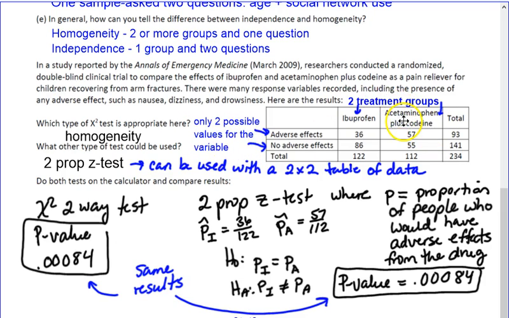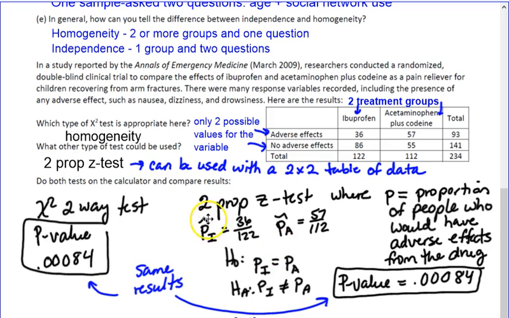And then they were put in those two possible categories. So if you have two separate groups with only two possible values for the variable, you could do a test of homogeneity, but you could also do a two-proportion z-test. So if it is a 2 by 2 table of data, then you could use a two-proportion z-test. You could define p either as the percentage of adverse effects or the percentage of no adverse effects. So I said, let p be the proportion of people who would have adverse effects from the drug. Notice I said who would have, because that would be like in general in the population, not people who did have in the sample, because I don't need to infer anything about the sample. I already know what the sample says.